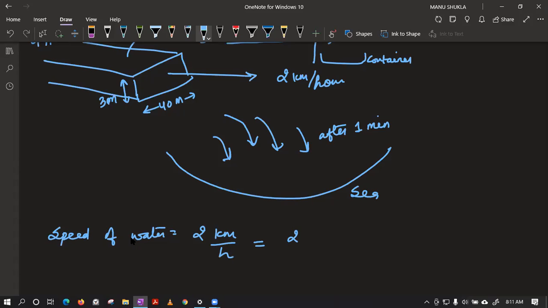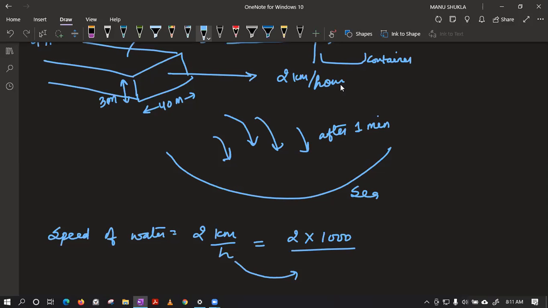We can write this as 2 into 1000 upon, for hours we have to convert into seconds or minutes. Class, please tell me, shall we convert this hours into minutes or seconds? What would be better? Better would be minutes, because the question is asking after 1 minute. Class, try to observe. The question is asking after 1 minute how much water will fall in the sea. So I think we should take it as minutes only.